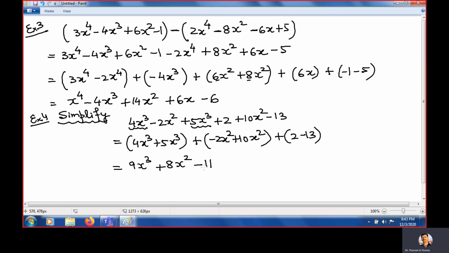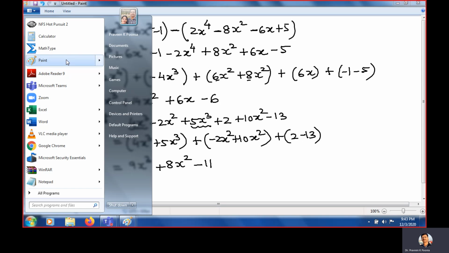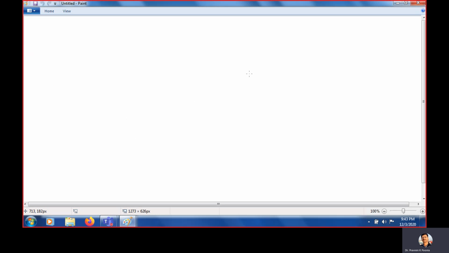You need to remember, in addition and subtraction, we are joining same denomination terms: x square with x square, x cube with x cube, x^4 with x^4. Okay.